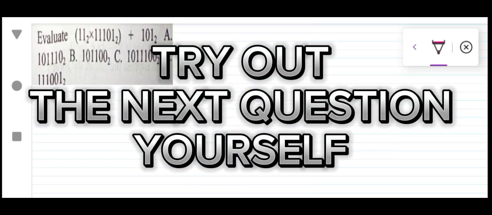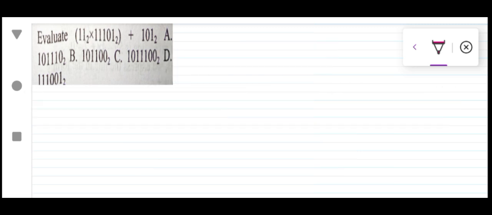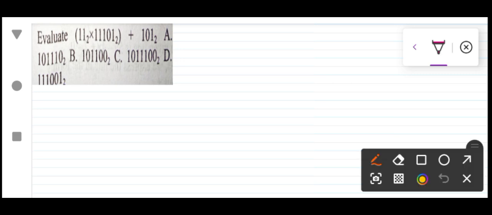A lot of students skip this question when they come across it. Let's get started. The question says, evaluate 1 base 2 times 11101 base 2, then plus 101 base 2. Now this requires us to solve it one after the other.